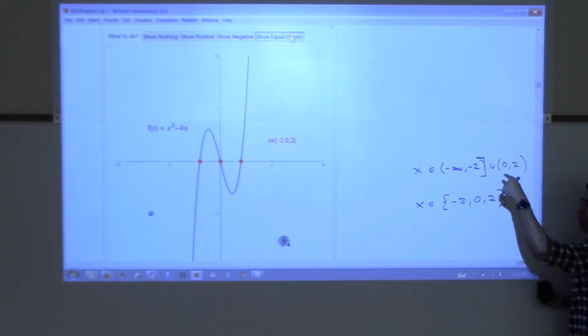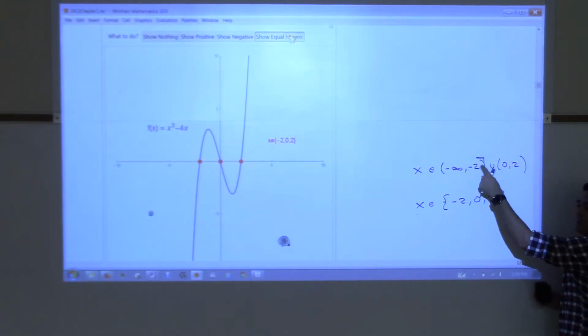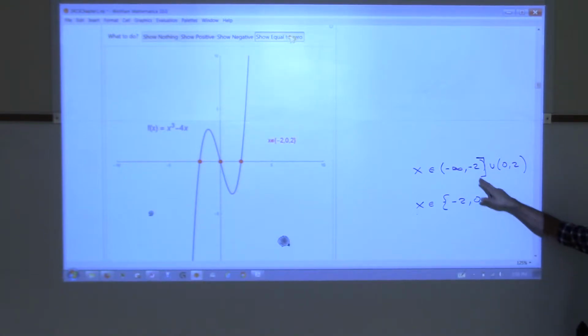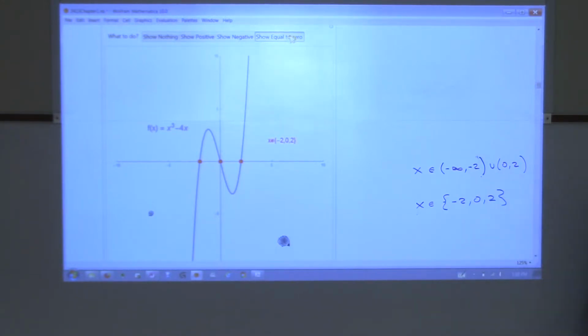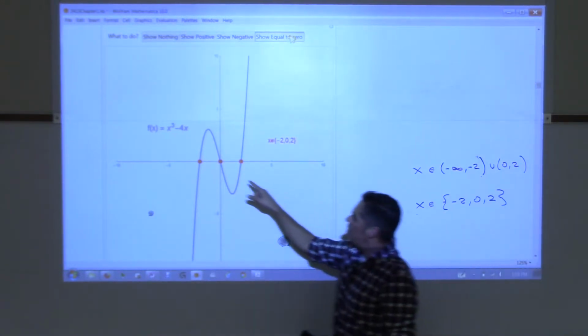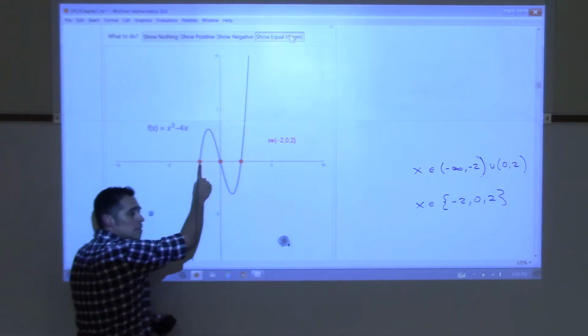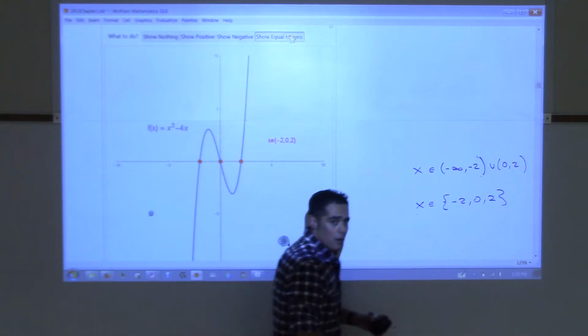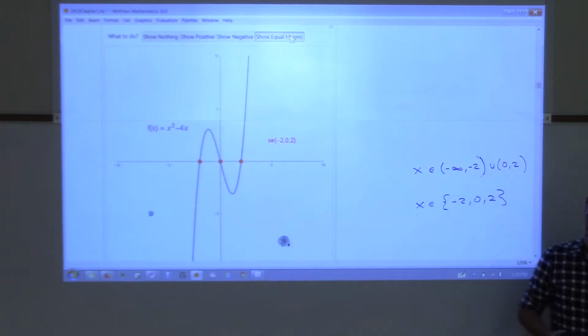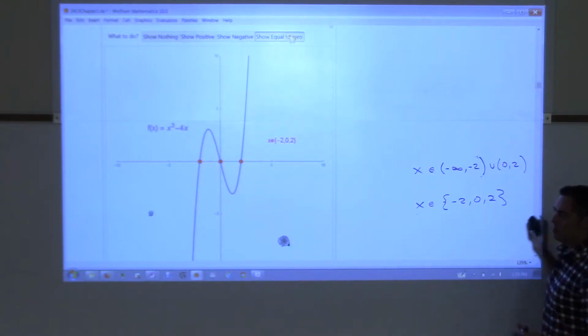The bracket means you would include that endpoint. Parenthesis means I do not. Why would I not include -2? Why do I want parentheses here and not a bracket? Yeah, because at -2, your function is actually 0. And we're asking when is it negative? Negative means below, so 0 is not above or below, right? 0 is not a positive number, 0 is not a negative number. 0 is 0.